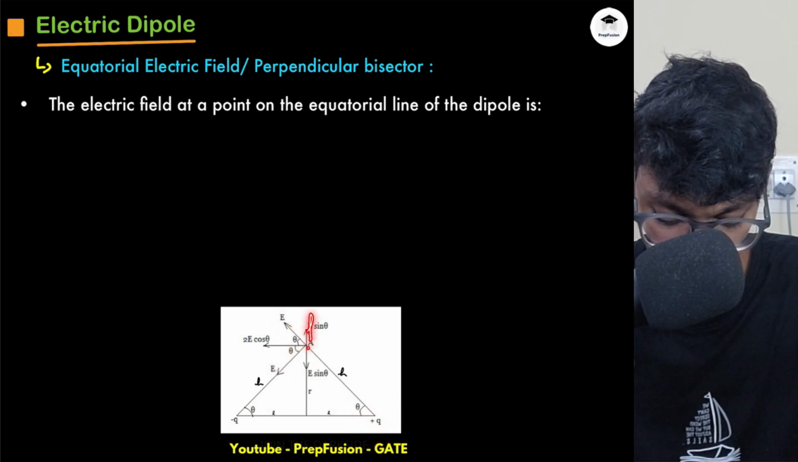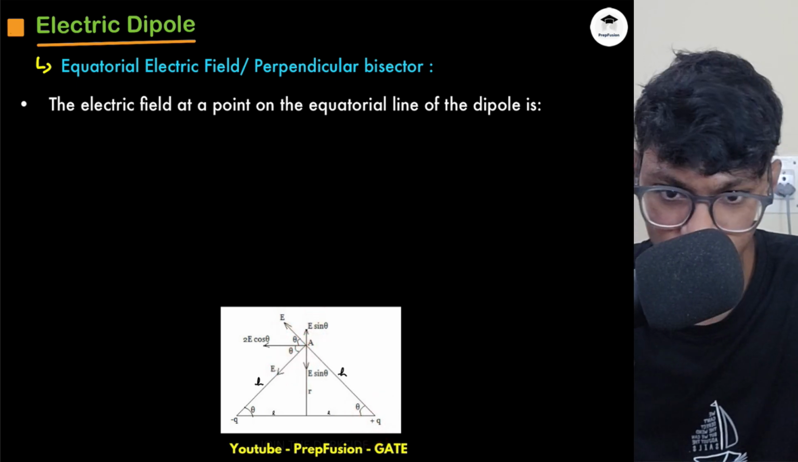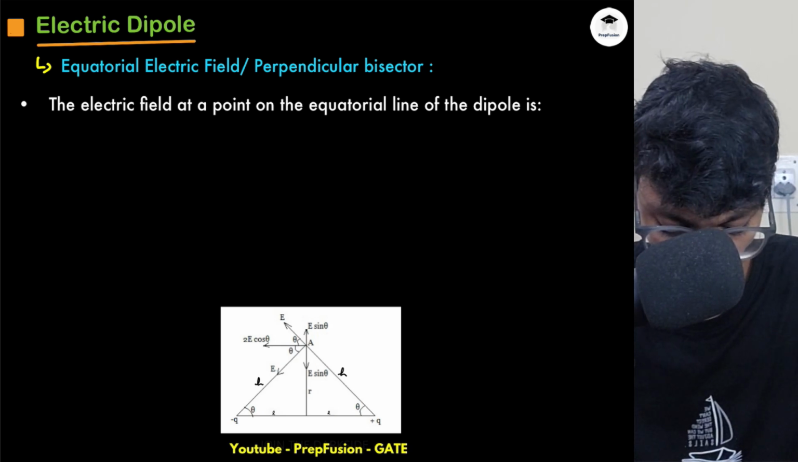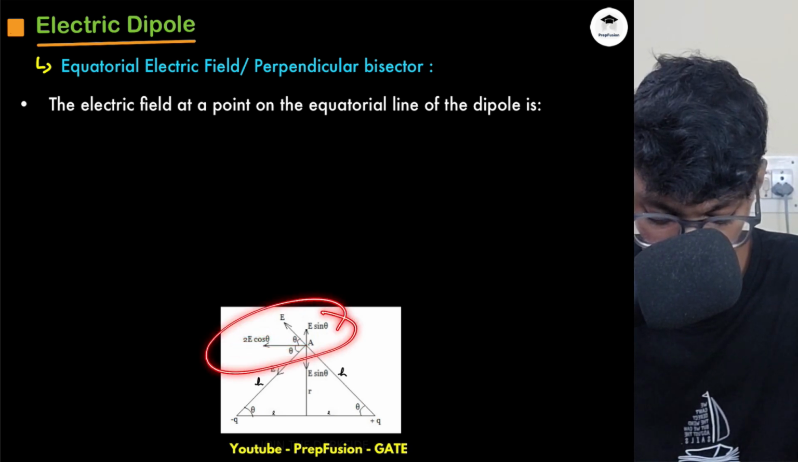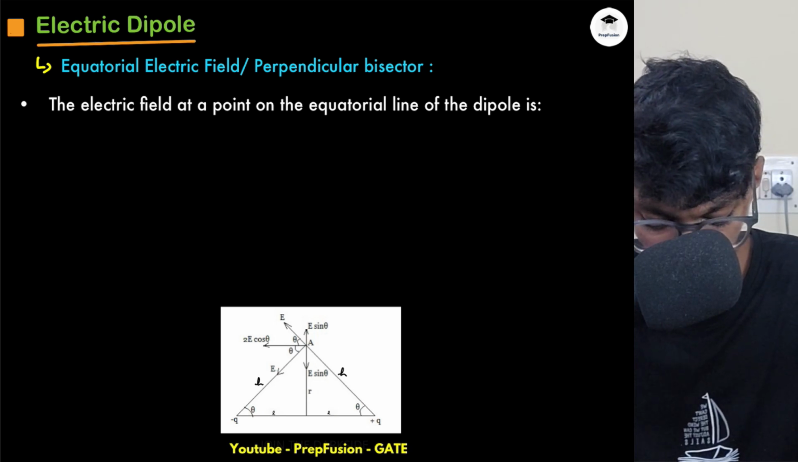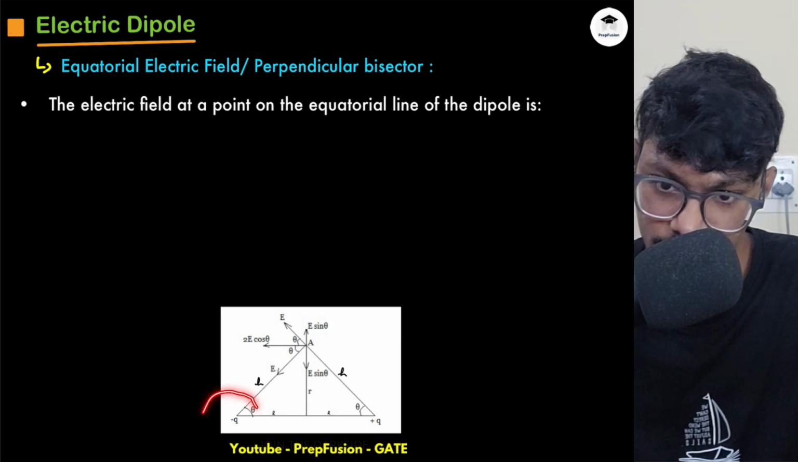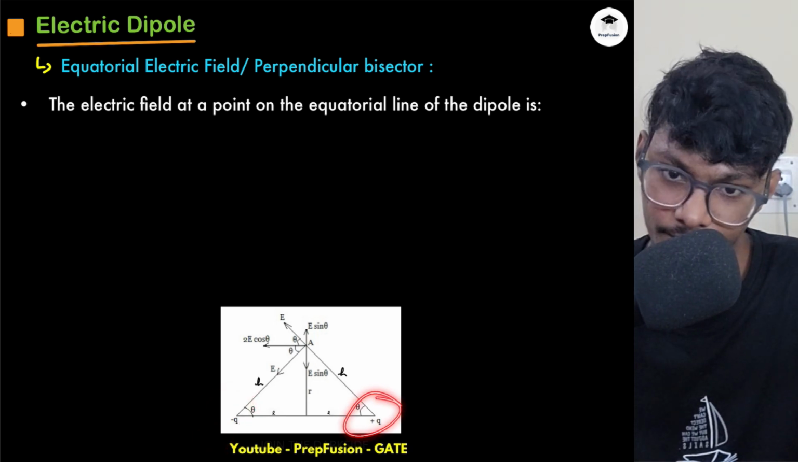So the sine theta component gets cancelled due to plus Q and minus Q because of symmetry. Only the cos theta component is present, so I will just compute the cos theta component. First of all, what is the electric field due to this minus Q and plus Q?